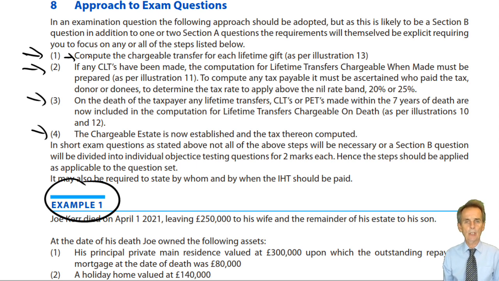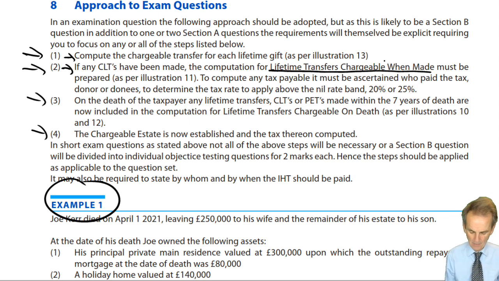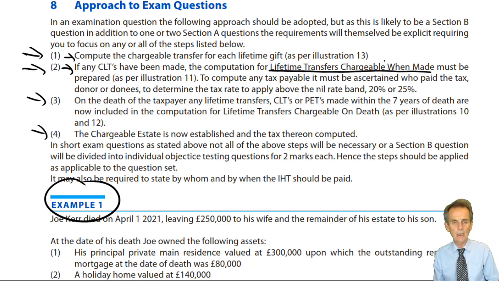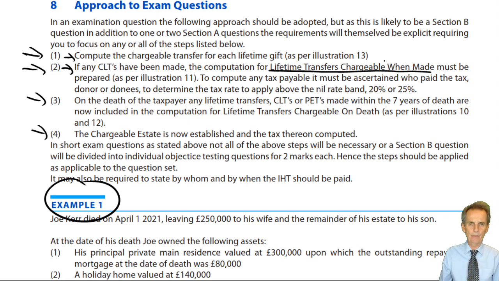Now, those chargeable transfer figures are likely in an exam question to be a combination of CLTs and PETs. Again, probably 2 of one, maybe 1 of the other, whichever way round they want it to be. And if there are CLTs, which is almost a given for a section B question, then we need to put together the computation for lifetime transfers chargeable when made. Now again, that will only include CLTs. We exclude PETs from this.